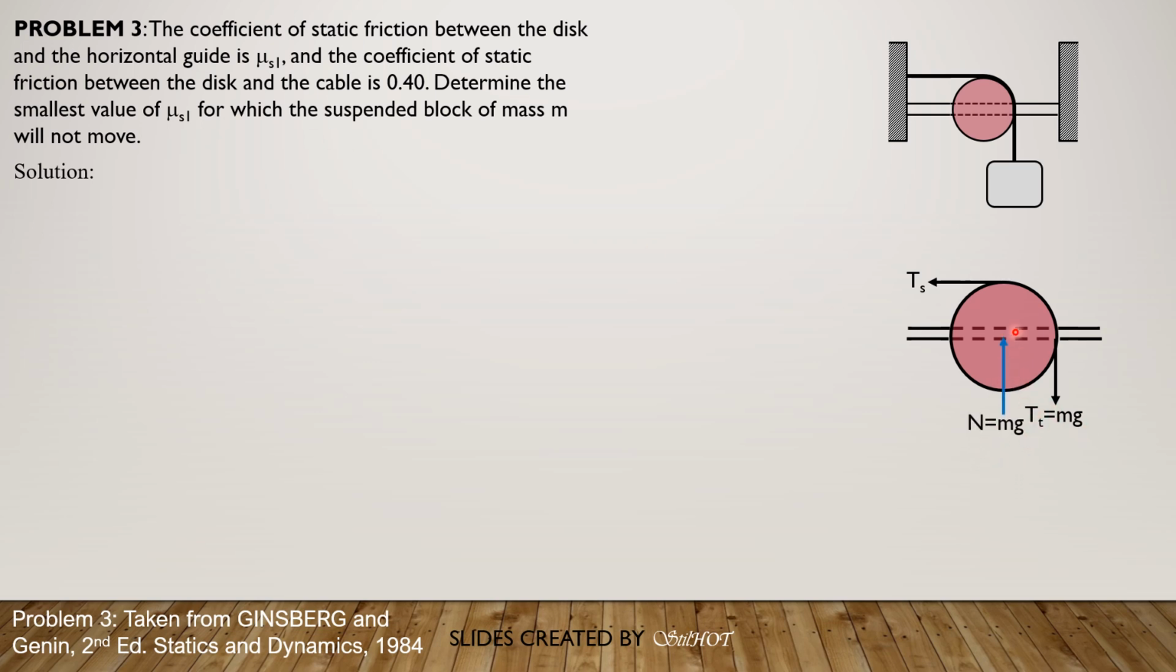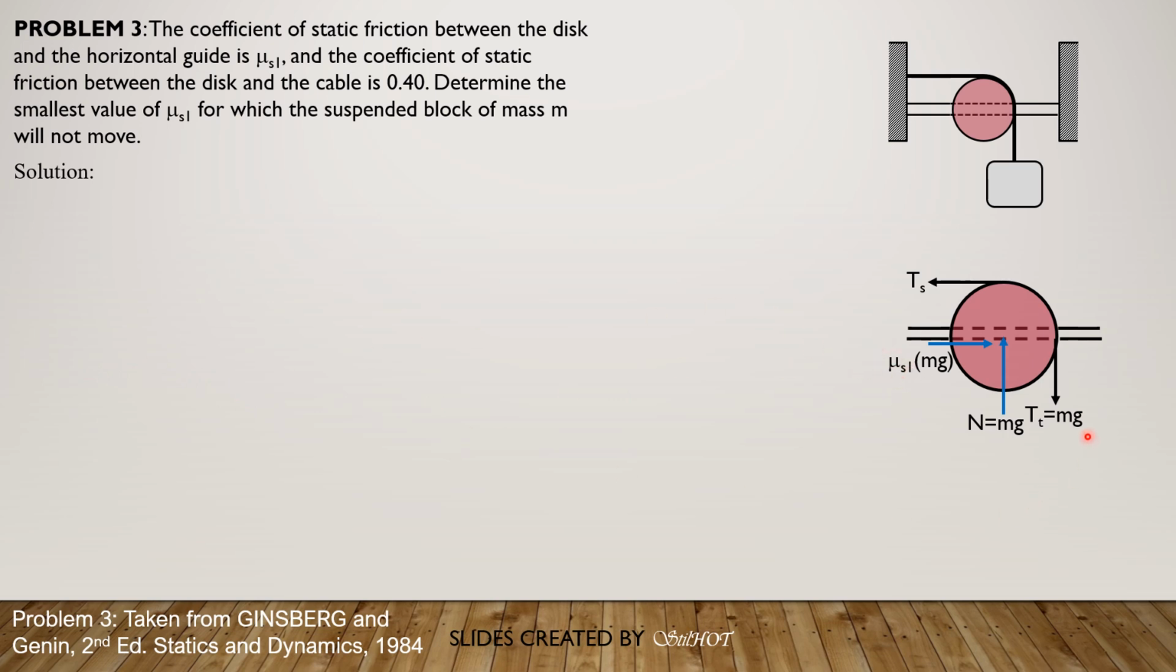So the normal is mg, summation of forces versus y, it is obvious mg, and the friction should be to the right, which is mu sub S1 times normal, which is the normal value is mg. But then summation forces x, T sub S equals mu sub S1 mg. That would be the ultimate equation to solve for mu sub S1.